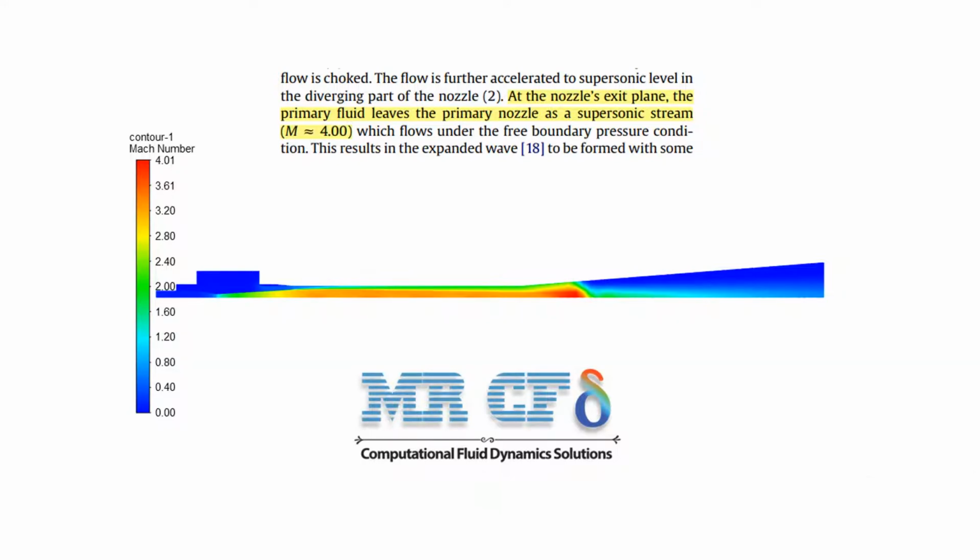In order to validate and compare our results for Mach number with the paper, we have extracted a part of the paper's text, which you can see in the highlighted section. The paper mentioned that at the nozzle's exit plane, the primary fluid leaves the primary nozzle as a supersonic stream with a Mach number almost equal to 4. As you can see in this contour, we have reached a Mach number of 4 in the exit section of the ejector.